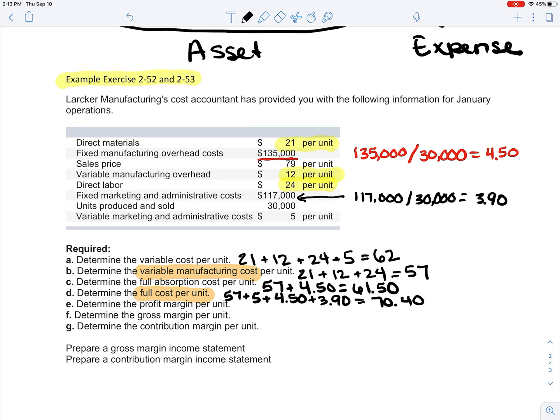So now we want to look at what is a gross margin per unit. Our gross margin per unit is going to take into consideration the sales price and then also the full cost per unit. So that's why we needed all of this information to start with.